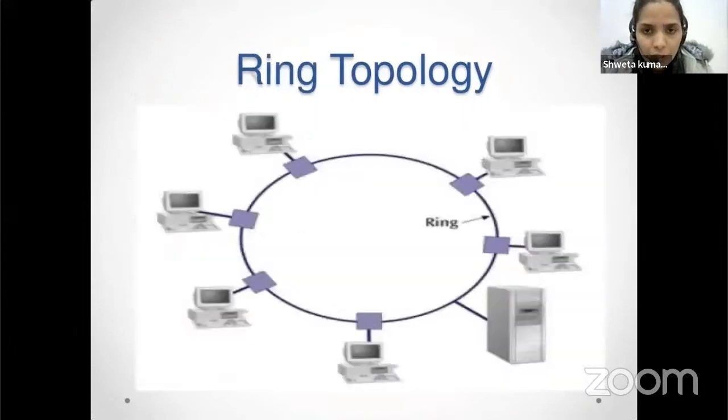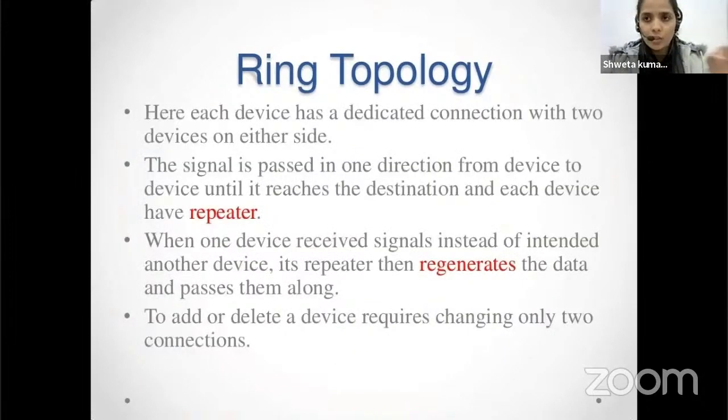Next, we have ring topology. Ring topology is nothing but a closed loop of our bus topology. When we close the bus topology, it makes a ring topology. Here, each device has a dedicated connection with the two devices on either side. The signal is passed in one direction from device to device until it reaches the destination, and each device has a repeater. Basically, the data flows in our ring topology through a token. There is a mechanism called token passing by which our data flows in the ring topology.